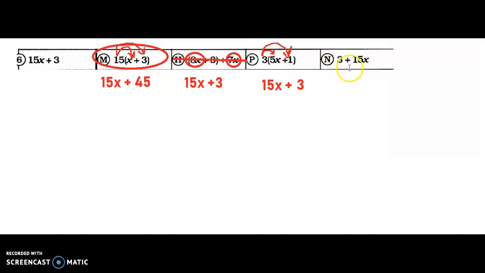I'm not going to do this last one. Oh, it already actually is solved. There's nothing else I can do, right? Because there's nothing to multiply. There's no distributive property to do. There's no like terms that are separating it. So it's already done. And 3 plus 15x is the same as 15x plus 3. So these 3 are the same. So I would mark these off, right? And the one that's left is M, which is wrong. 15x plus 45 is not the same. So that's my answer.